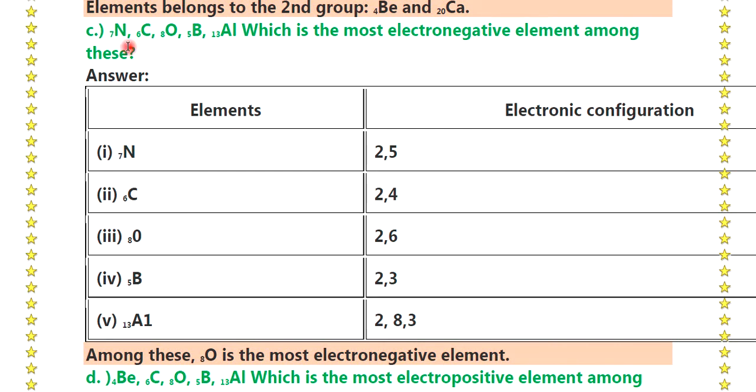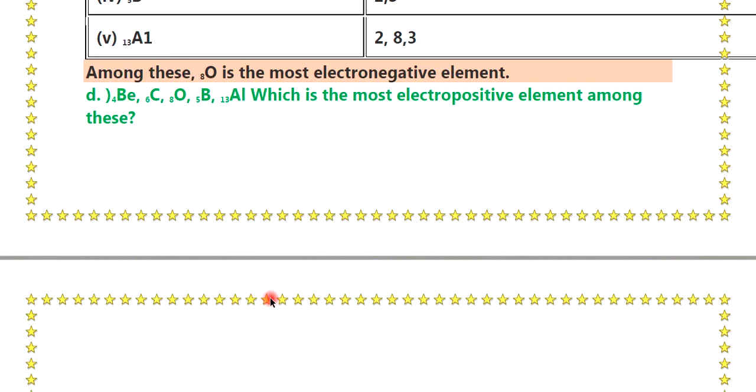C, nitrogen, carbon, oxygen, boron and aluminum. Which is the most electronegative element among these? Electronic configuration of nitrogen is 2 and 5, carbon is 2 and 4, oxygen is 2 and 6, boron is 2 and 3 and aluminum is 2, 8, 3. So among them, oxygen is the most electronegative element.